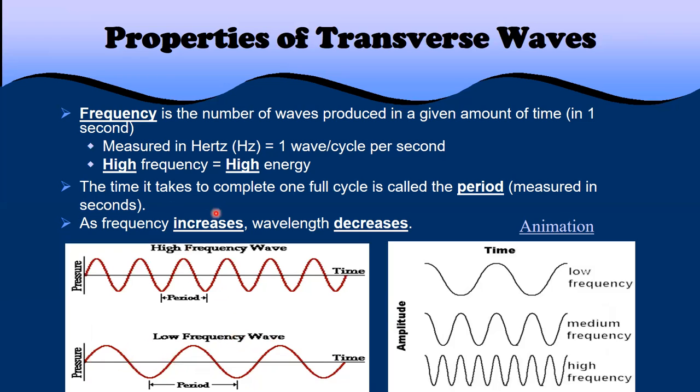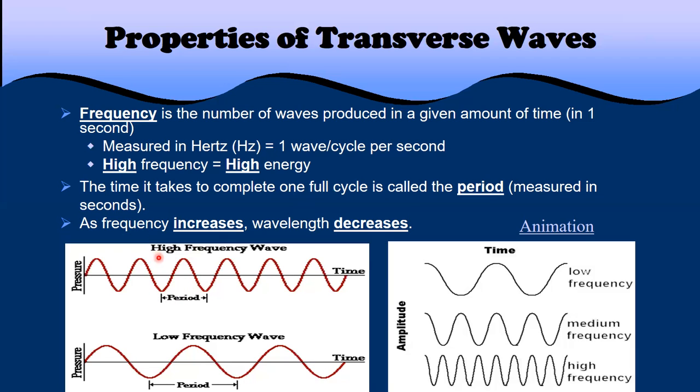Now, the time it takes to complete 1 full cycle, remember that 1 full cycle, we go from rest position, up, down, back to rest position. That time it takes to complete 1 cycle, we call that a period, and it's measured in seconds. As frequency increases, wavelength decreases. If the frequency increases, the wavelengths are really short. The wavelength's really short at a high frequency.